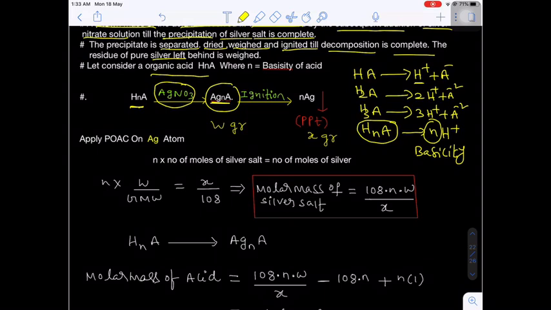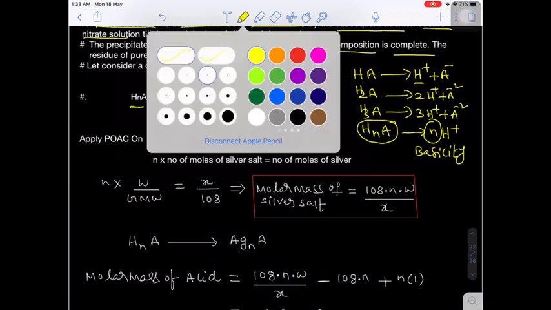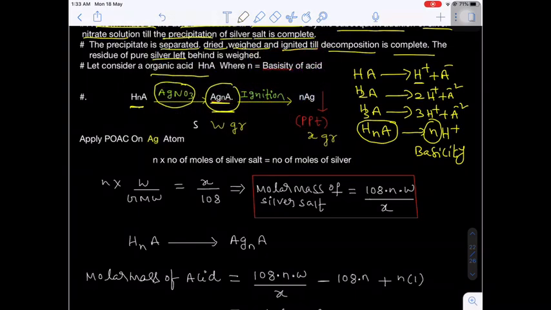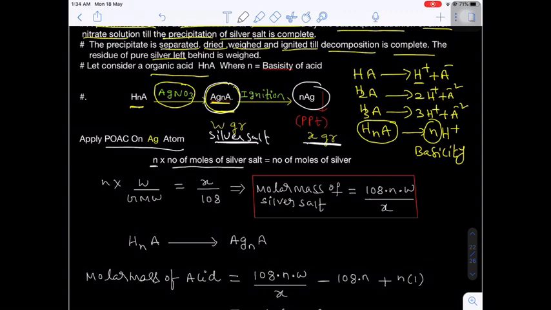Now the important thing is the weight of the silver salt. This is the silver salt, and this is the silver. Here we are applying the POAC concept on the silver atom. Whatever silver atoms are present in the silver salt will be converted into pure silver. In the silver salt, the index of silver is n, into the number of moles of silver salt, is equal to, on the right side, the silver index, only 1.